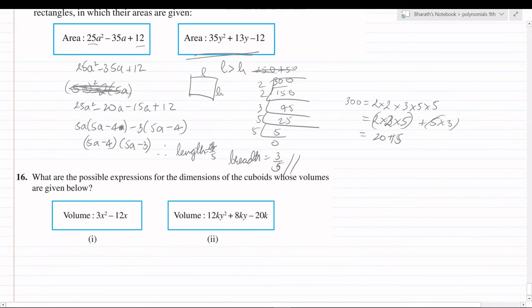Next, for the cuboid: what are the possible expressions for the dimensions of the cuboid whose volumes are given below? 3x square minus 12x. Simple, dude. Take x common, 3 is also common, x minus 4. Simple. Then these are the sides of the cuboid, like L, B, H. Same thing, do for this and you'll get it.